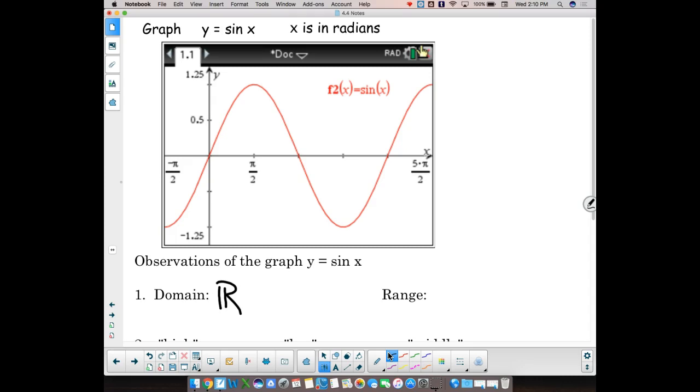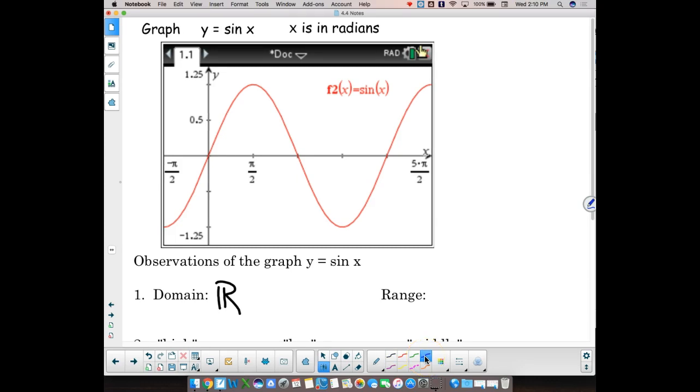Range. Range is the y values that we would get out of it. What is the range of the sine? -1 to 1. Okay. Would I put that in interval notation or inequality notation? Interval. Okay. So how would I put it in interval notation? Brackets or parentheses to start? How about a bracket? Because it can be equal to -1, right?